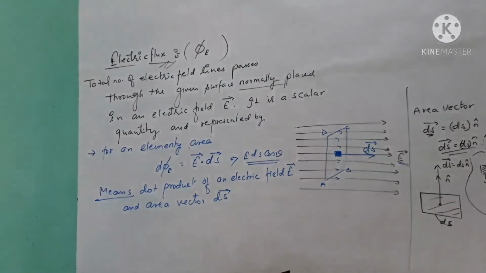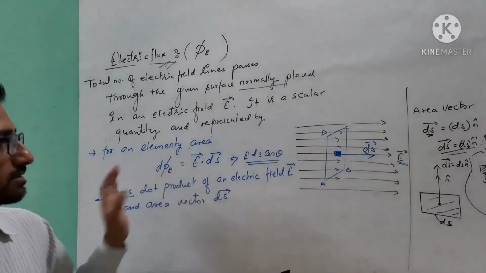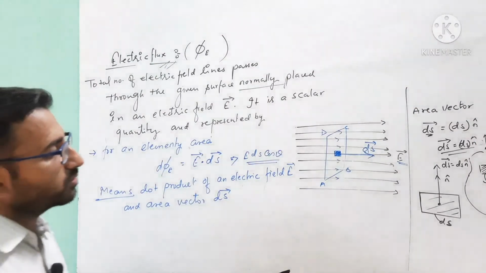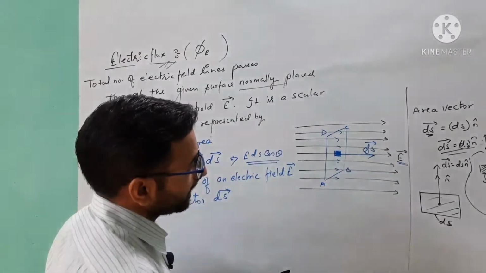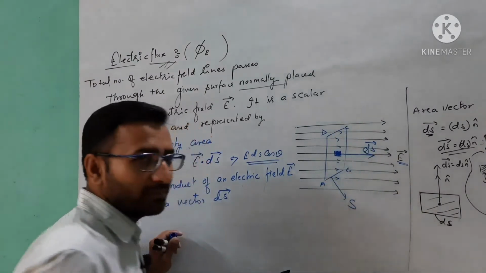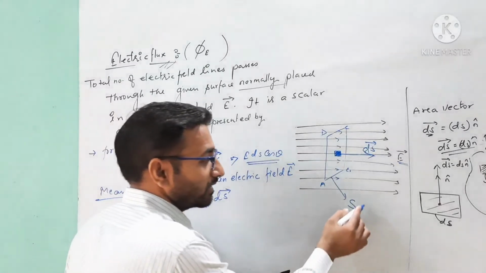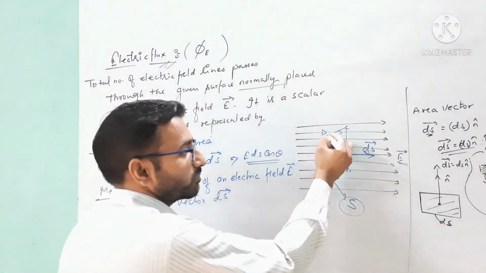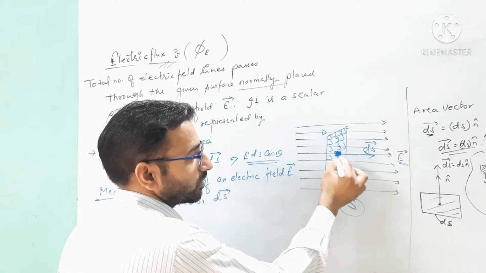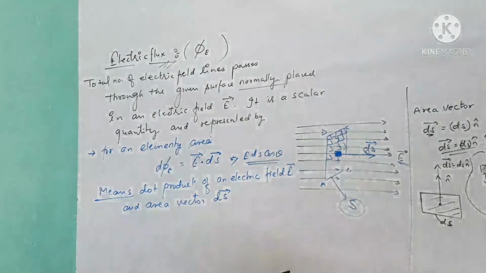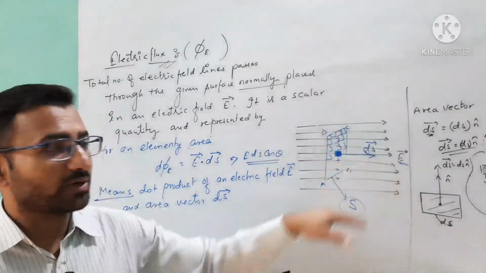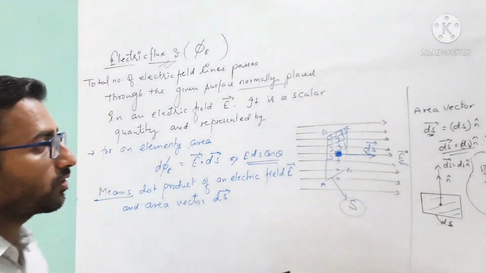So this is the electric flux for the given elementary surface. Now after that we can think about the total electric flux. As we know, when we talk about the area vector, this surface is made up of small area elements. So the total electric flux which passes through this surface S enclosed by volume V is how we will write.